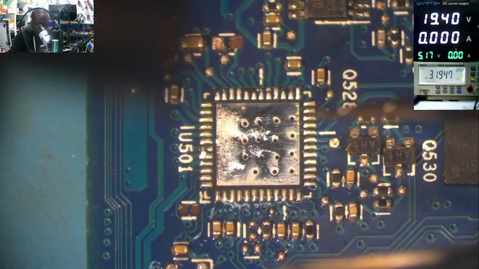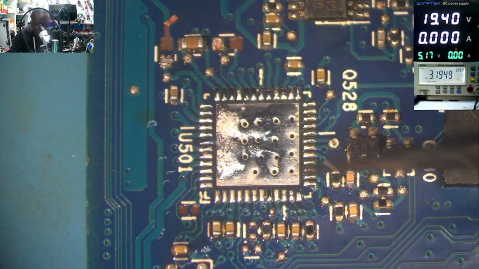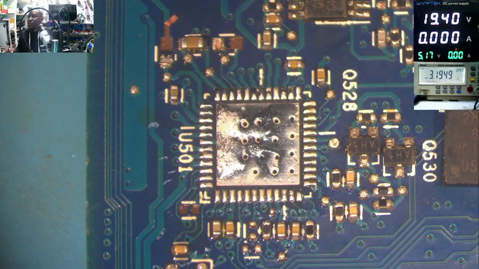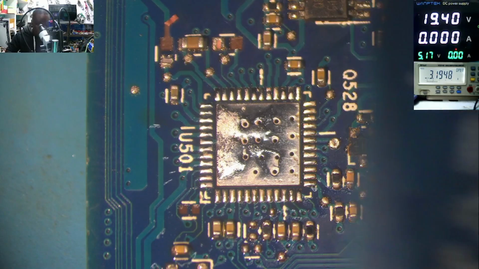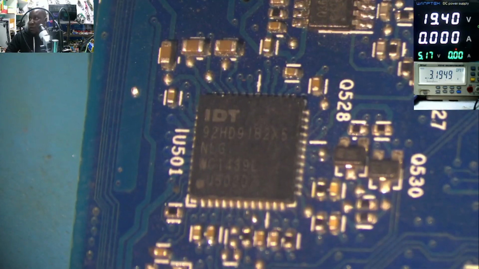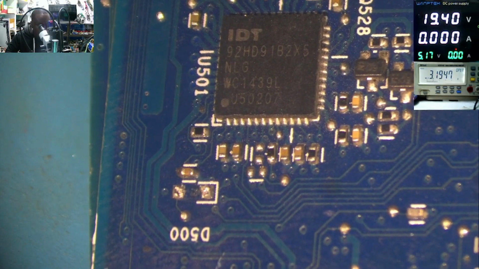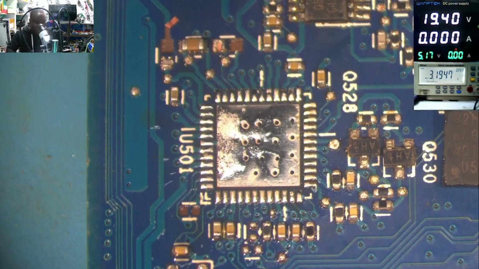Here we have a bridge. All the pins look fine. Replacement. Let me look for a replacement. What about this one? Exactly our chip. 92HD91B2X5. That's our chip.